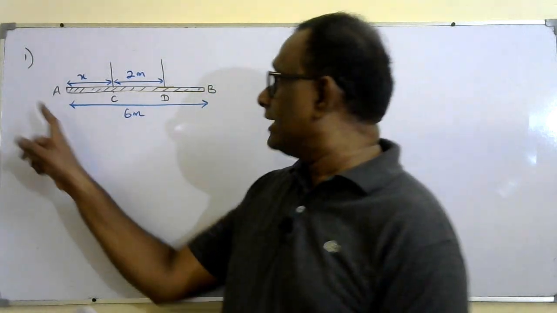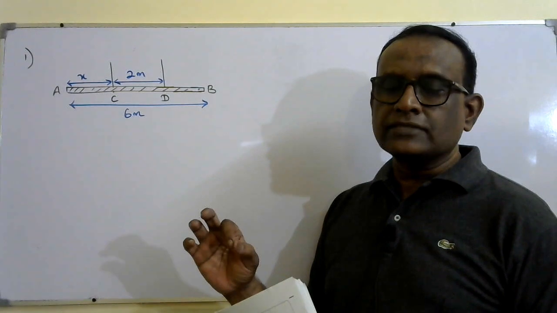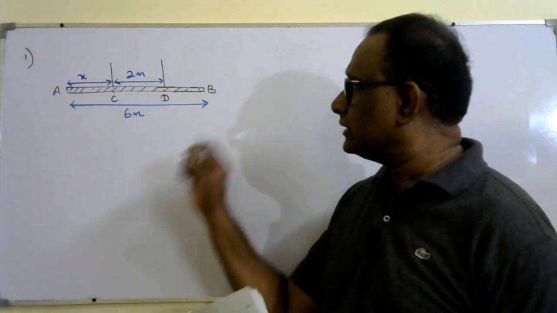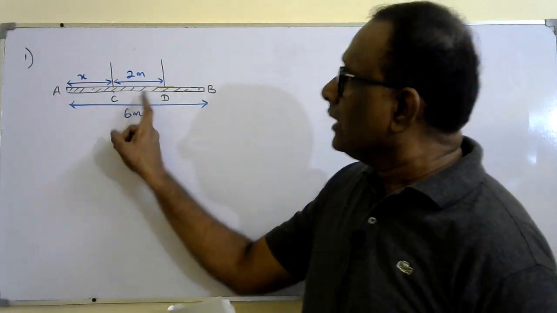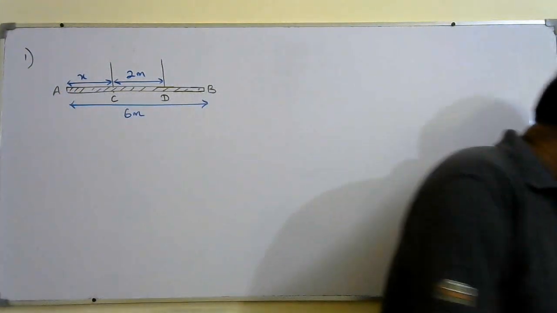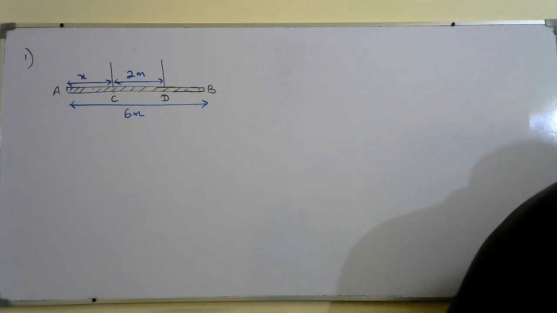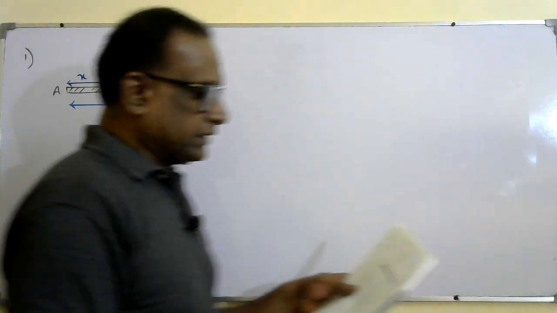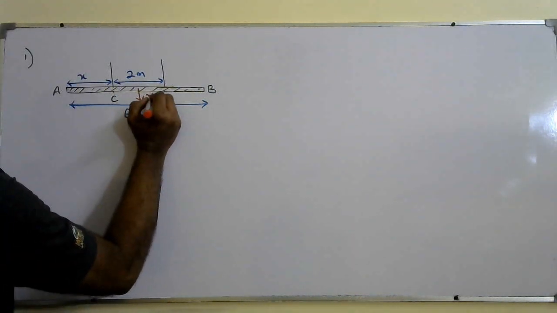This diagram is given. Here is a uniform rod. Uniform rod means the center of mass will be exactly at the center of the rod. That means it will be at a distance of 3 meters from A. The weight of the rod is also given as 24 Newton. So the weight will act here. That will be 24 Newton.